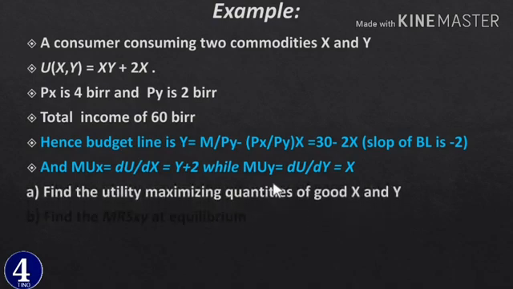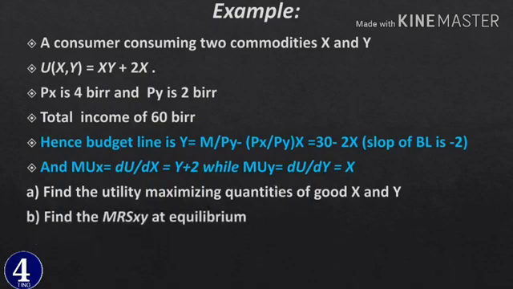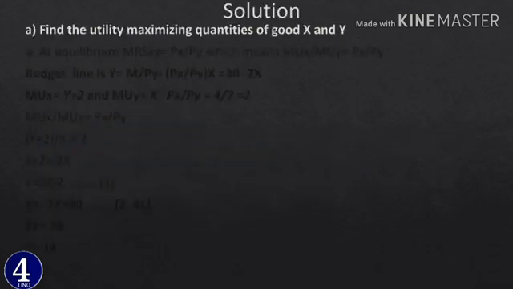What is the question? I mean, what are the questions? Find the utility maximizing quantity of x and y. What we are asked here is the equilibrium quantity of x and equilibrium quantity of y, because we are asked to find the point at which utility is going to be maximized. The second question is to find the marginal rate of substitution of x to y. To begin with the first question, find the utility maximizing quantities of good x and y.